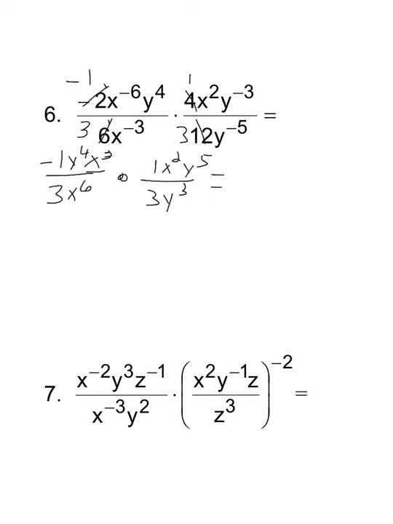Now, same as we did on the last one, multiply the whole numbers, add exponents straight across. So negative 1 times 1 is negative 1. X to the, I've got 3 plus 2 is 5. Y to the, I've got 4 plus 5 is 9. Over. Now on the bottom, 3 times 3 is 9. X to the 6th, y to the 3rd.